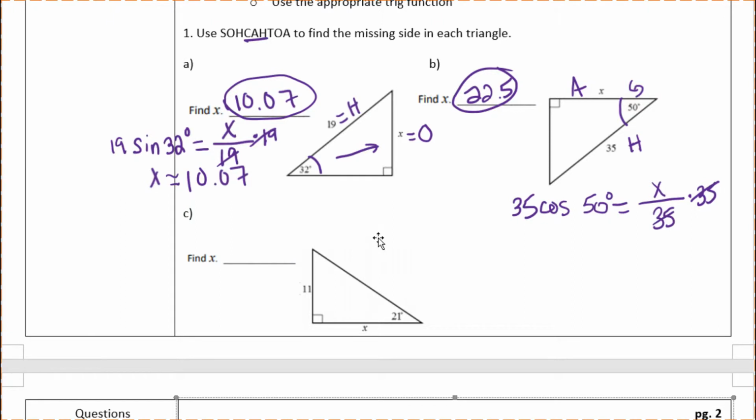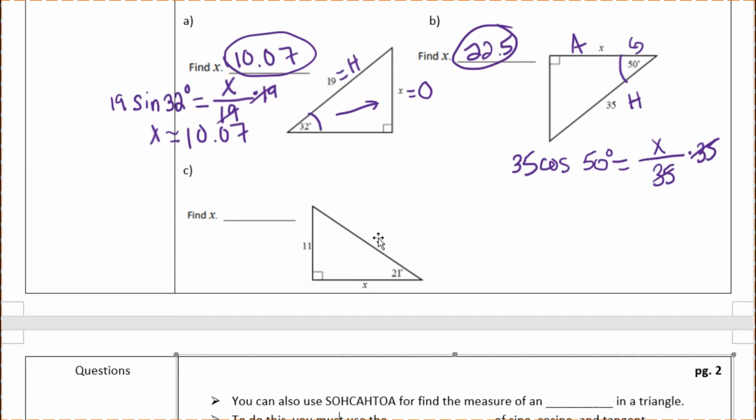All right. So now for part C, we have the angle is 21 degrees. We have the adjacent side, so we have A, and we have the opposite side, so we have O. All right. So when we say adjacent, we only say the adjacent side is the short side. We don't say that the adjacent side is the hypotenuse, okay? Because the hypotenuse has its own designation, okay? So this is adjacent, not hypotenuse, for x.